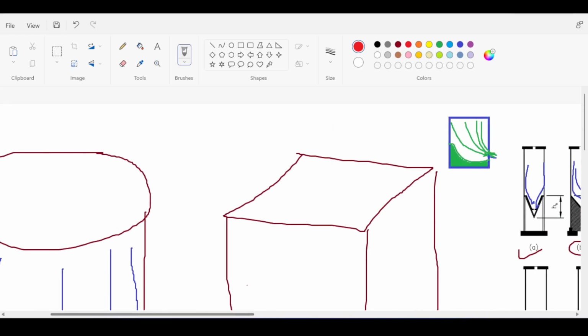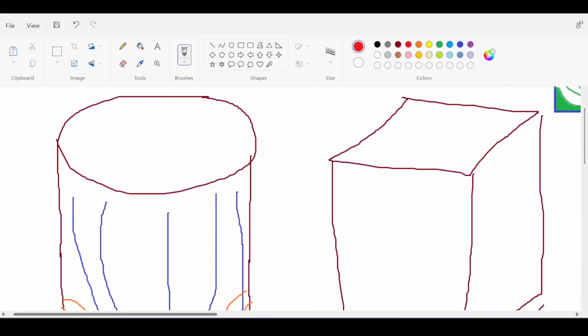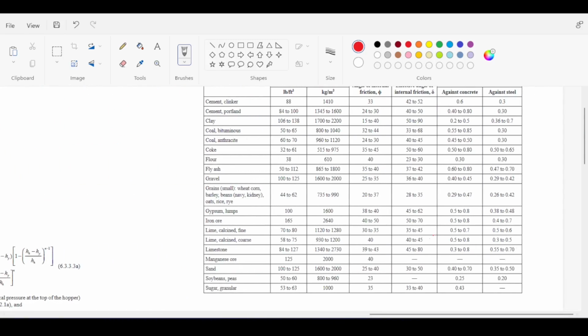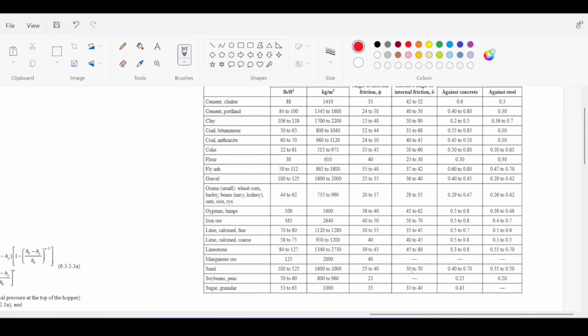And also, it seems that your ACI 313 is about concrete silos, but you said you wanted to talk about steel, right? Well, yes, because ACI 313 actually deals with both steel and concrete when talking about loads and materials. So for the load, at least, 313 will serve you right.